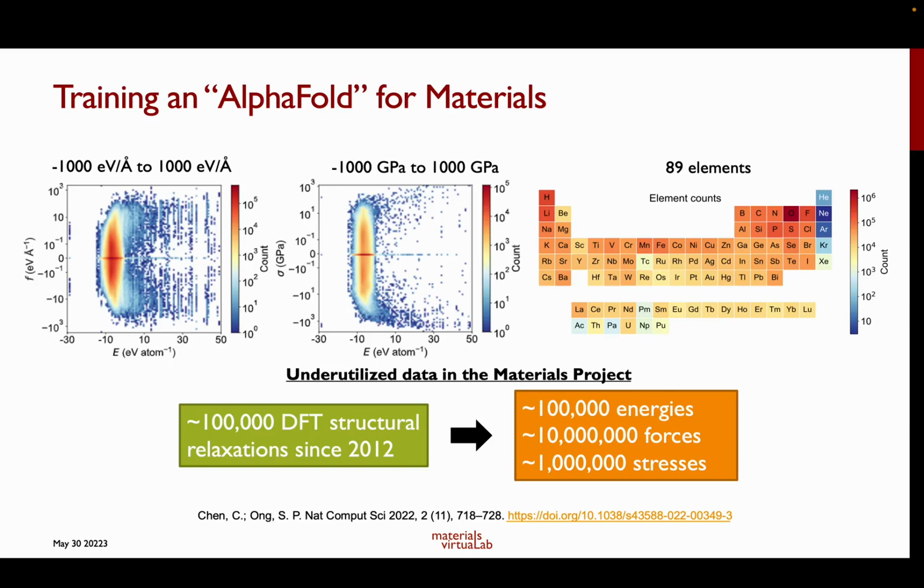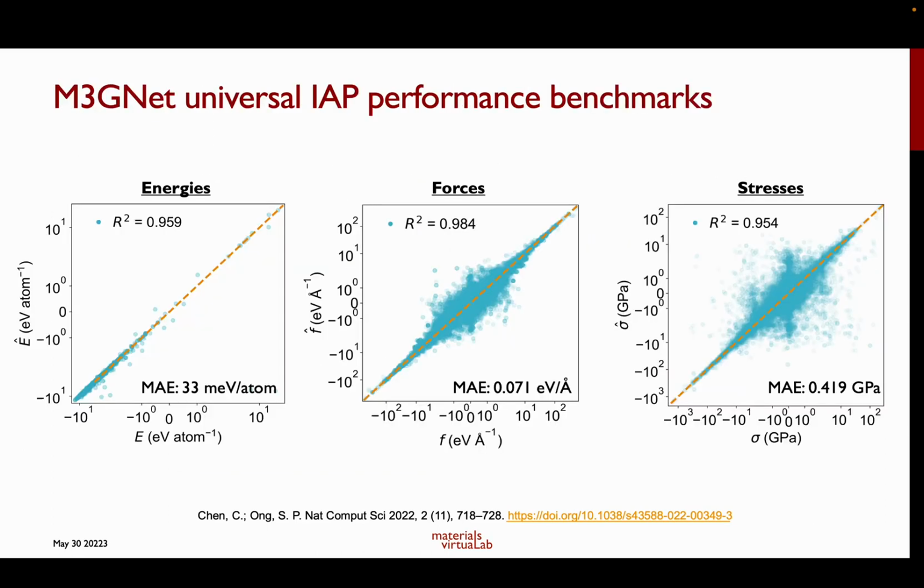And that gives us about 100,000 energies, about 10 million forces, and about 1 million stresses. And we throw all this in as training data to build one gigantic universal potential for the entire periodic table, okay? And this is what we call basically an AlphaFold for material science, because we can now predict structure without having to rely on ab initio calculations, okay?